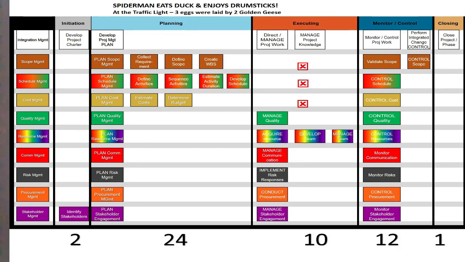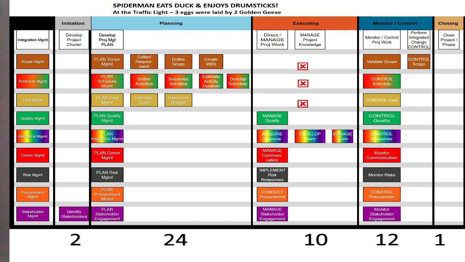Spider-Man eats duck and enjoys drumstick. Right, so that's the keyword that you've got to remember. And the phrase that you've got to remember is "at the traffic light." So I think you got the hint there. Traffic light is schedule management. That's right.